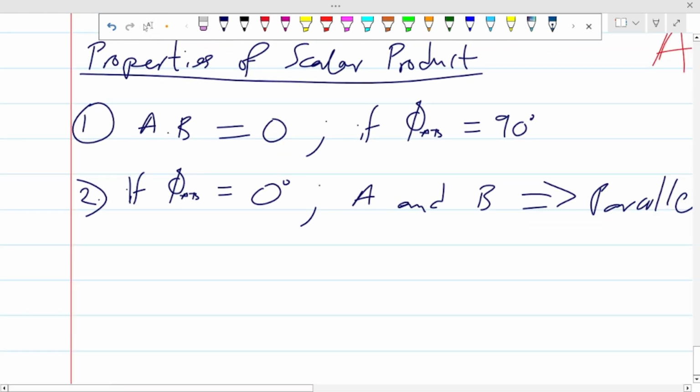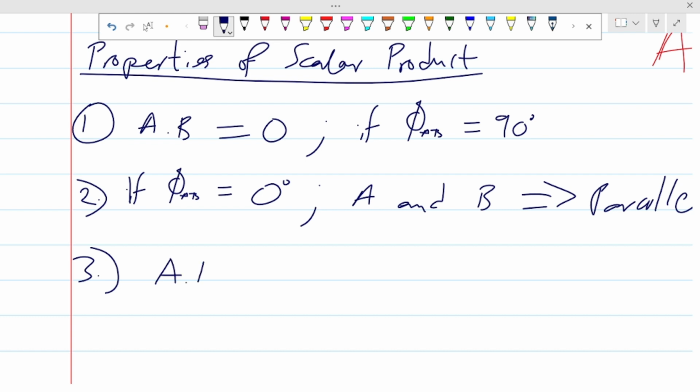Then the third thing to note is that the product can be viewed as the product of the magnitude of vector A and the magnitude of the projection of vector B on A, and vice versa. So what that means is this. If we have this vector A, then A dot B can be viewed as AB cos theta.